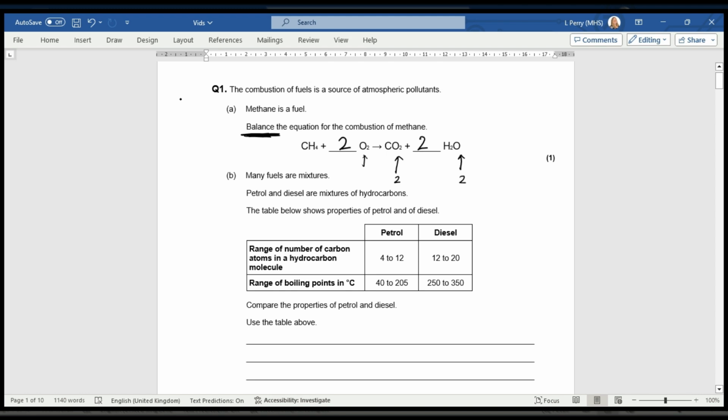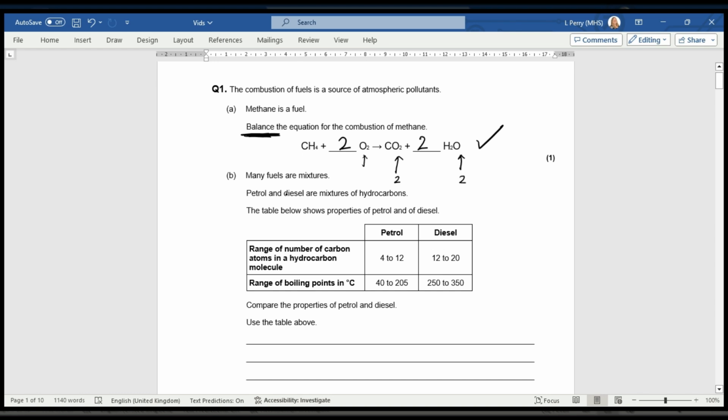So if you now look, I've got 1C on each side. I've got 4 H's on each side. And I've got 4 O's on each side as well. So that's now balanced. That's that one done. Didn't need any knowledge of atmosphere or pollutants.